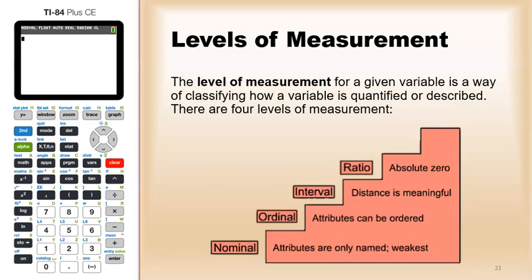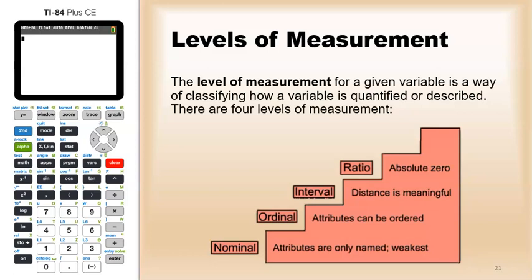The lowest level is called the nominal, and nominal basically means that we're just dealing with names, categories. So attributes are only named, and it's the weakest level. Generally, these are words like blue, green, red, male, female, dog, cat. The next level up is called the ordinal level. This is where you have categories, but now they can be ordered from smallest to largest.